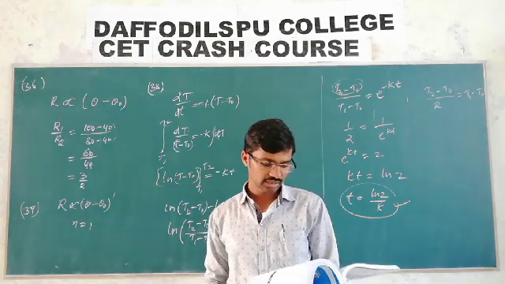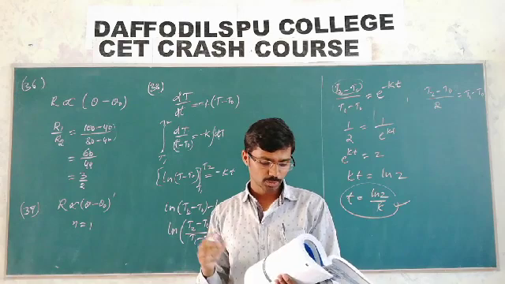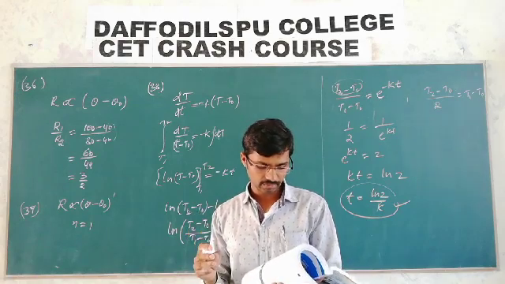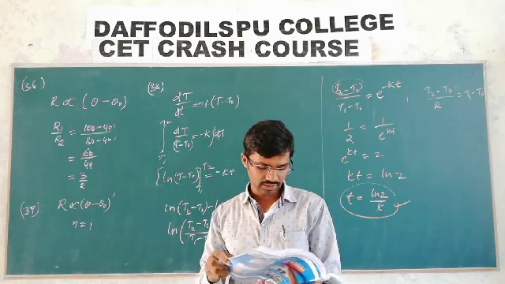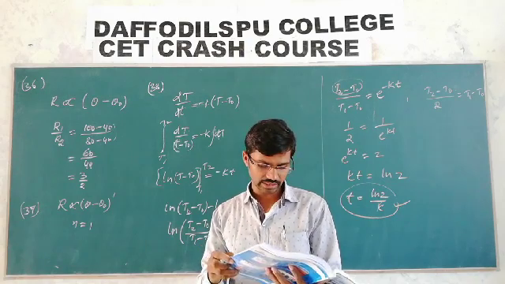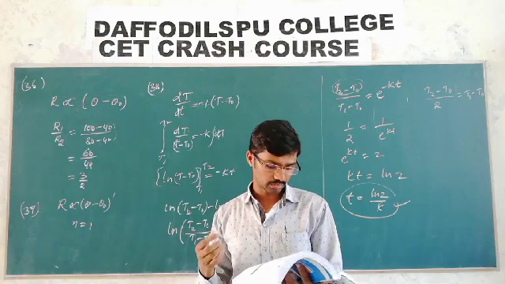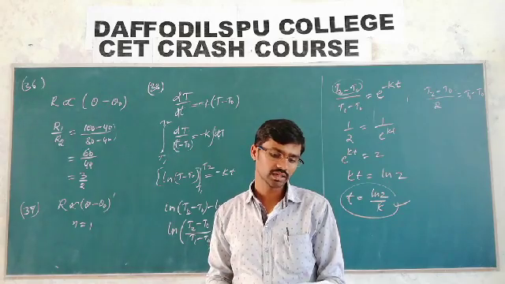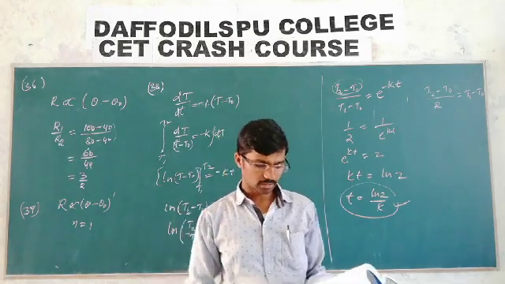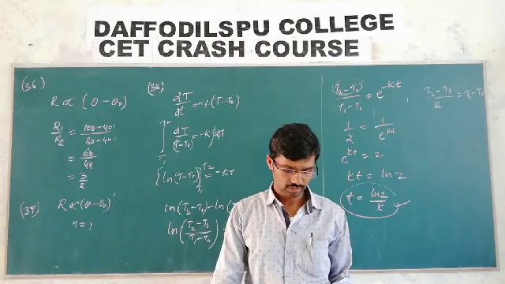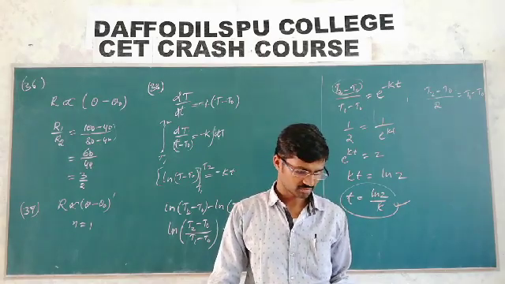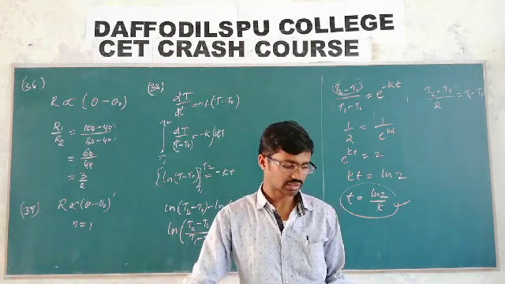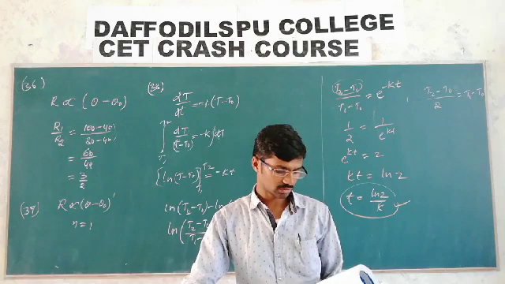Next one: the rates of cooling of two different liquids put in exactly similar surroundings are the same if equal masses of the liquids at the same temperature are taken. No, equal masses may not be the condition. It should be equal volumes of the liquids at the same temperature. So that is the third option.